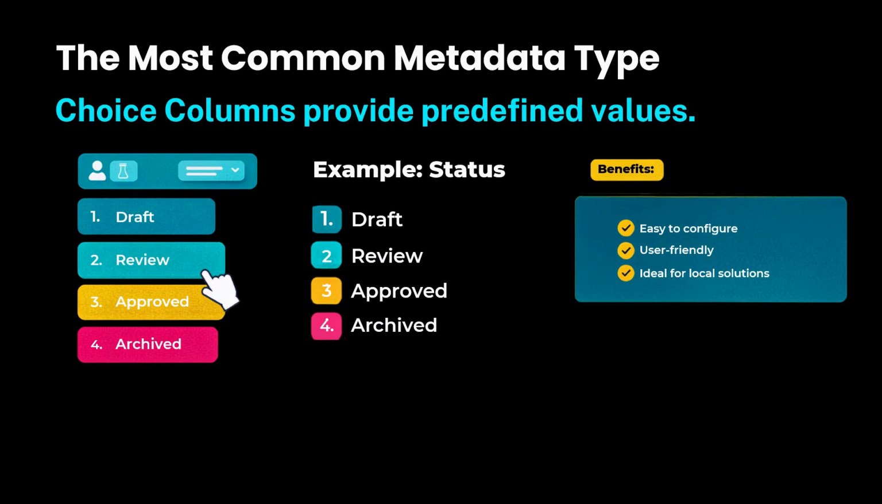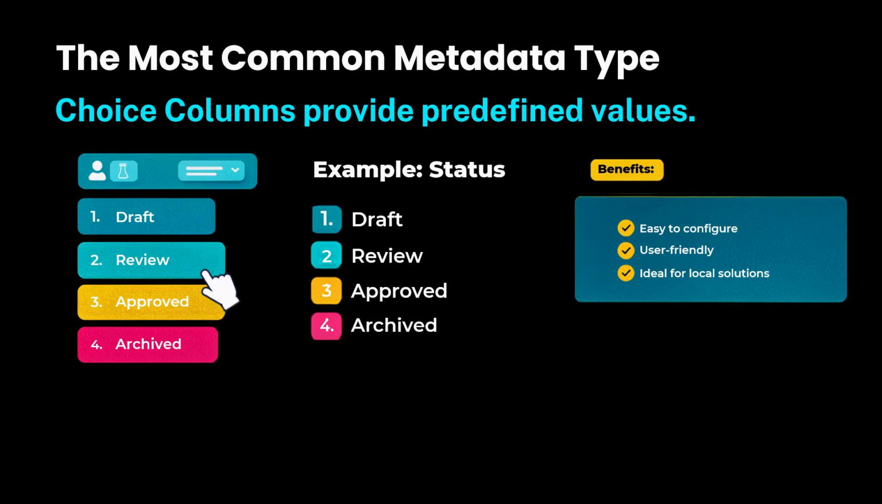Choice columns are probably one of the metadata types you'll use most often. They give users a predefined list of values to select from. Status is a perfect example. Instead of allowing people to type whatever they like, we might give them 4 choices within status, such as draft, review, approved, and archived. This keeps the data consistent and makes it incredibly easy to filter, group, and build views.